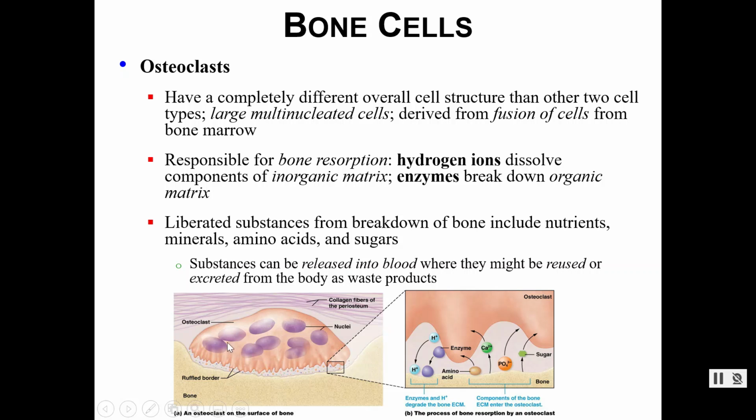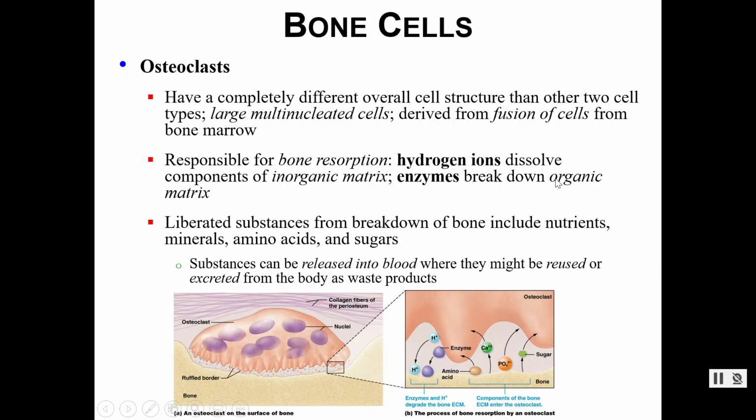We have several of these. These are responsible for breaking down bone. We call this bone resorption. So building bone was bone deposition. Breaking down bone is bone resorption. Now, we've already learned that bone is composed of two main products: organic and inorganic matrix. Osteoclasts use hydrogen ions, or acid, basically, to break down the inorganic matrix, the hard calcium apatite crystals. The enzymes from the osteoclasts break down the organic matrix, the collagen fibers.